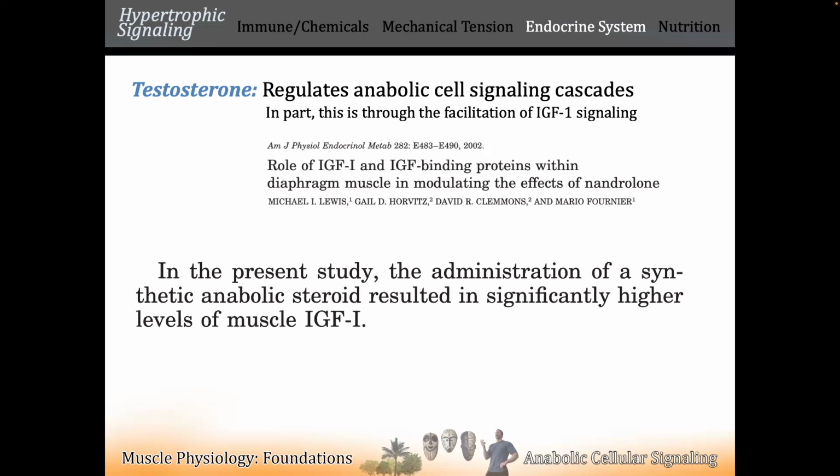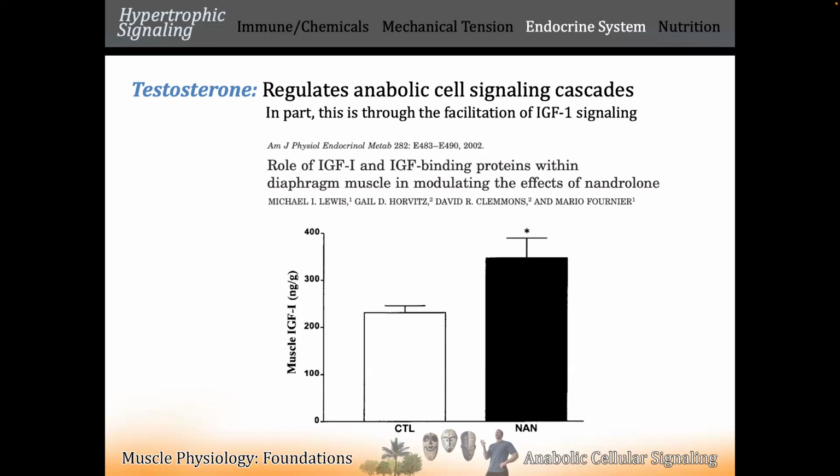And then part of the mTOR activation with testosterone is through increased IGF-1 levels and then possibly enhancement of the IGF-1 signaling cascade itself. But we know IGF-1 triggers PI3K, and that turns on PKB. And then IGF also stimulates MAPK. IGF turns that on too, but it's mostly PI3K.